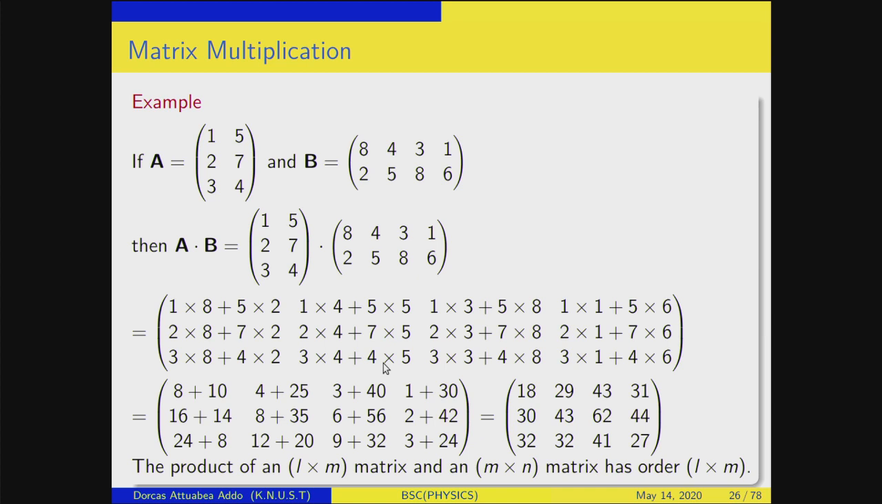Then my last element, I have what? 3, 4. So what do I have? 3 times 1 plus 4 times 6. So I have this. So now let's simplify.